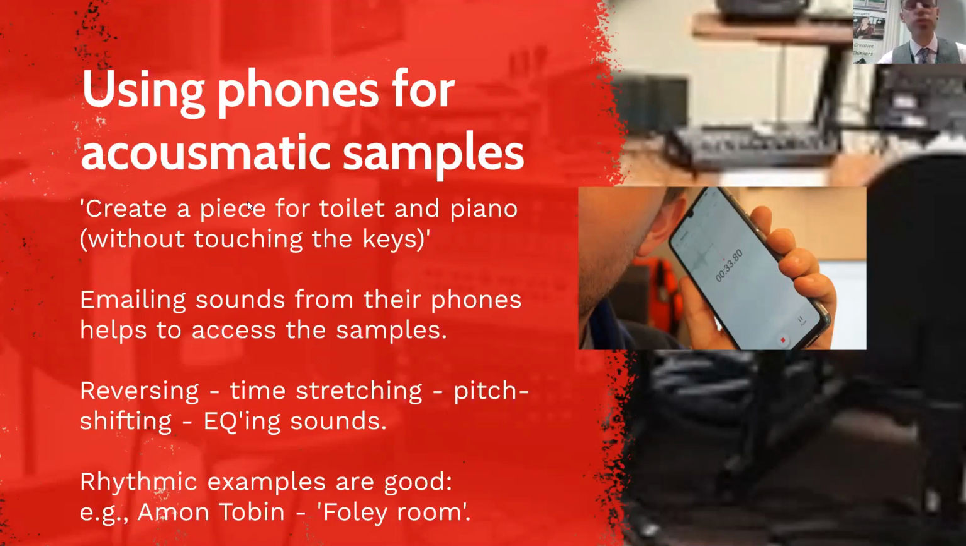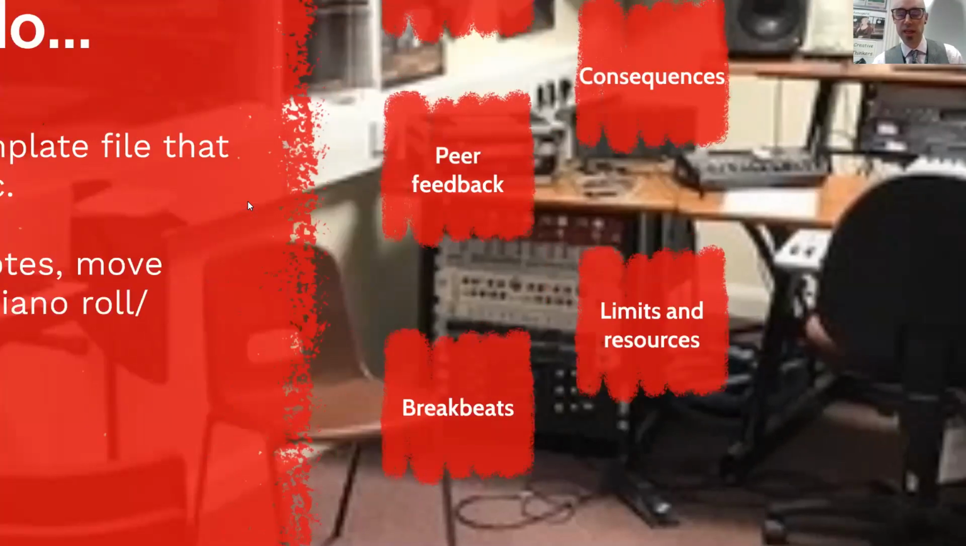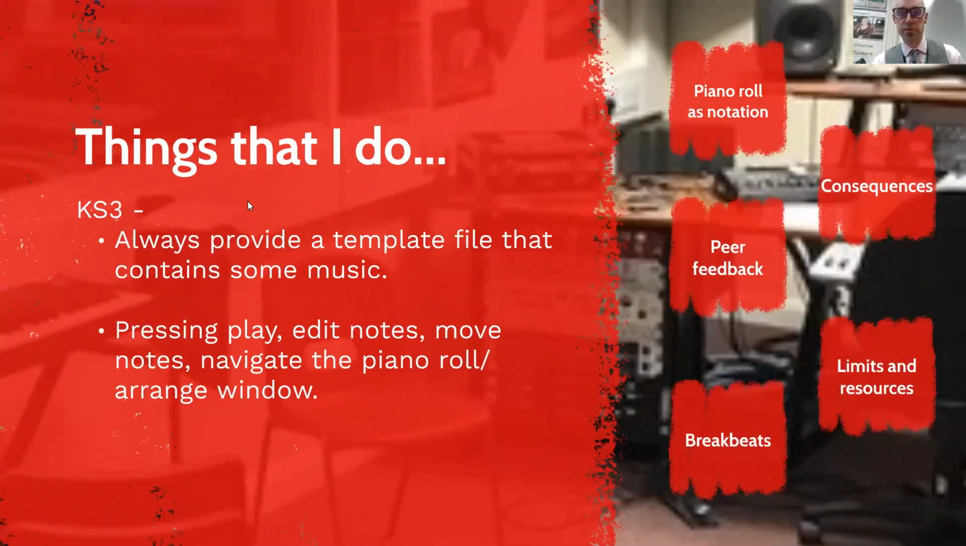And the affordances of DAWs lend themselves to creating rhythmical things because they're all on a grid. Hence why a lot of popular music is rhythmical. But such is the way it is. Amon Tobin's Foley Room album is a great one to go from using that. Yeah, we'd spend 3-4 weeks on that at year 12. I mean, you could do that easily with Key Stage 4.